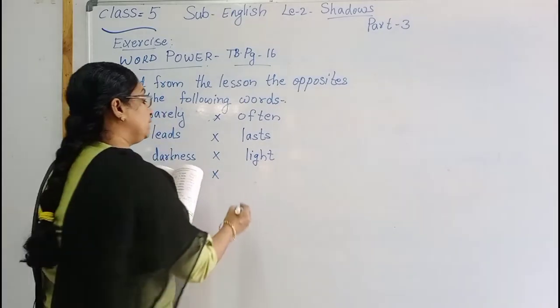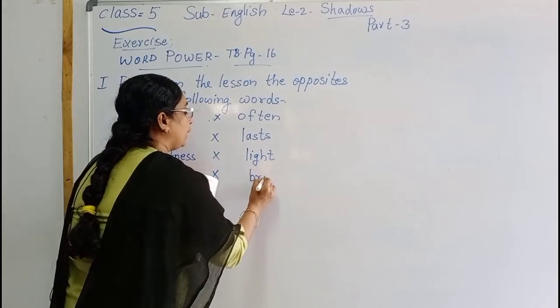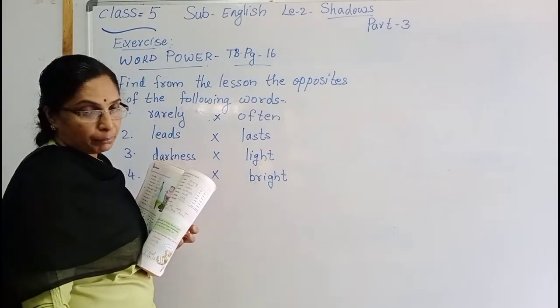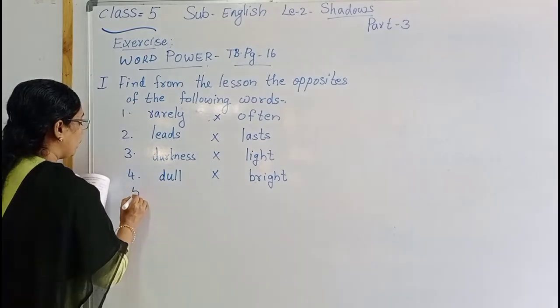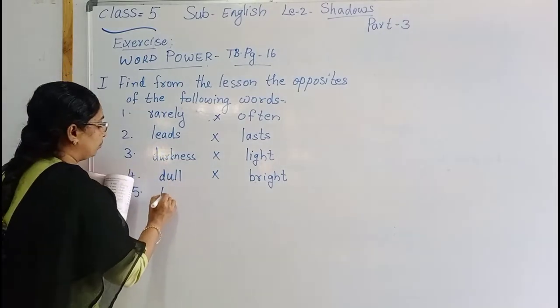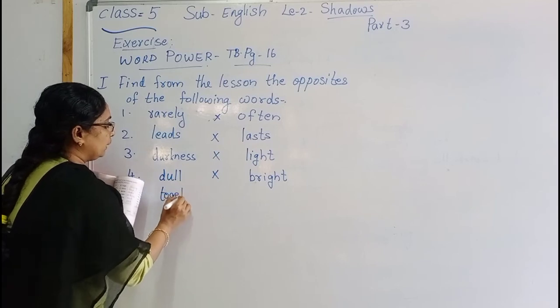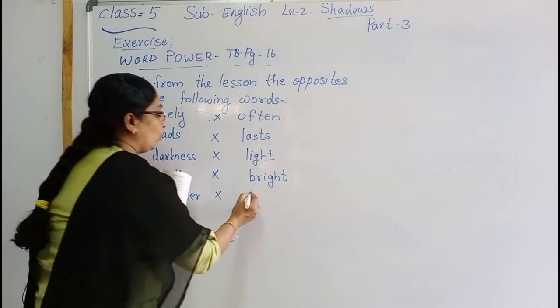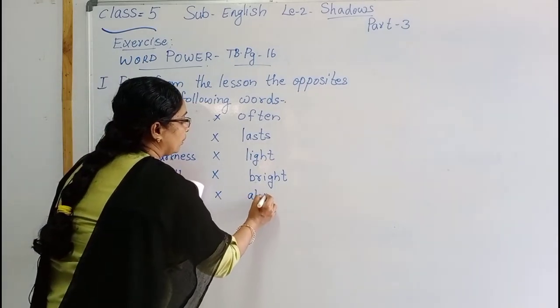These are the opposite words, children. Once again, rarely, often. Rarely means sometimes, often means always. Leads, last. Leads means going front, last means going back. Darkness, light. Darkness means no light. Dull, bright. Sun is bright and moonlight is dull. Together, alone. Together, family together, you are alone. Inside, outside. Inside the house, outside the house.